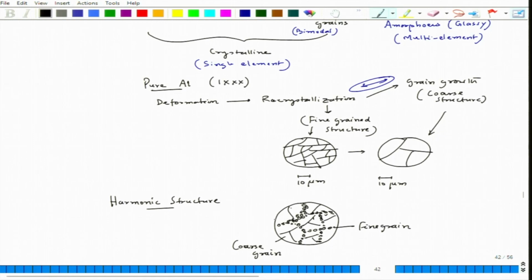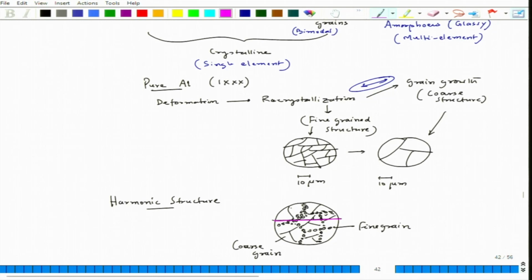And if you take a line over it, if you draw this line, you will see those fine grains are repeated as you go along this particular line, in a harmonic fashion. That is why it is called harmonic structure. Here we have fine grain and coarse grain. How do you prepare it?